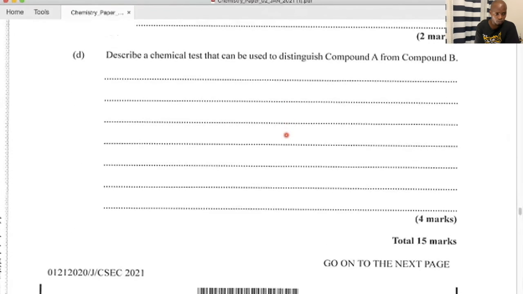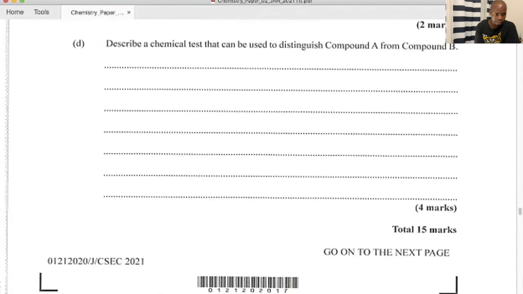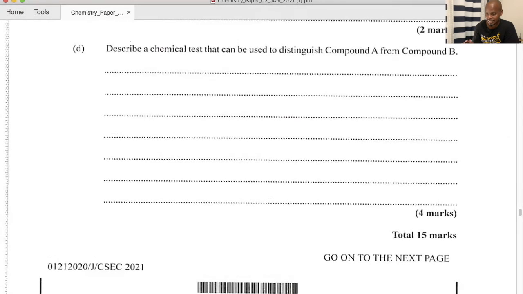We have to state which reagent is going to give us a characteristic change, if any. So we'll have to state the test first.